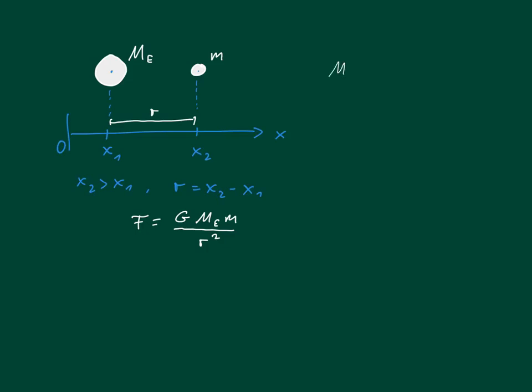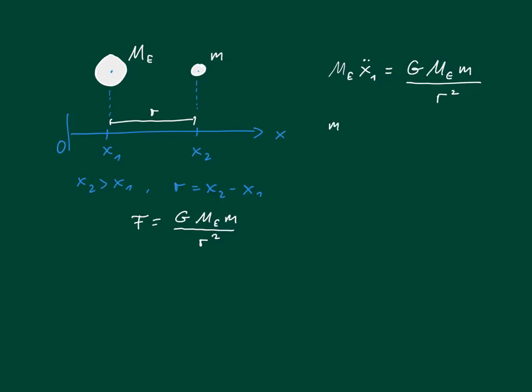That means, let's look at the acceleration of the Earth. So this is given by the mass of the Earth times the second time derivative of the coordinate x1. And this is pointing into the positive direction according to how I set the coordinate system here. And this is G times M_E times the mass m divided by r squared.